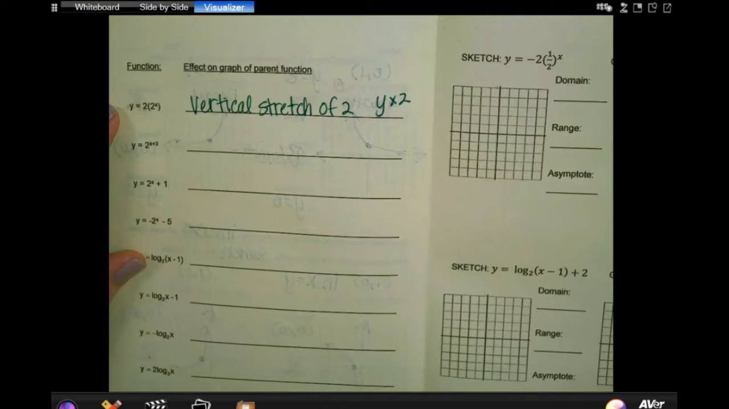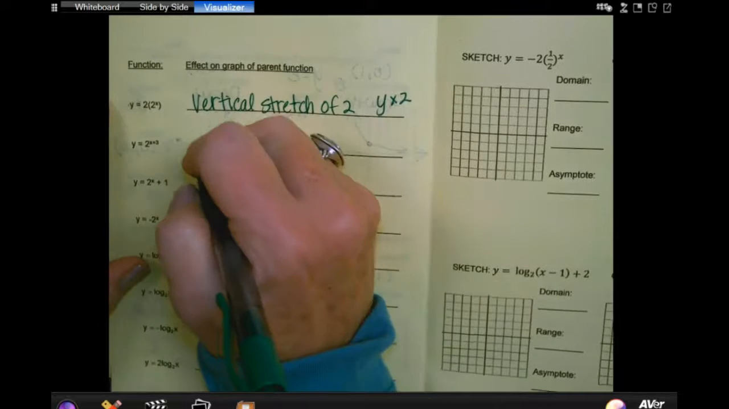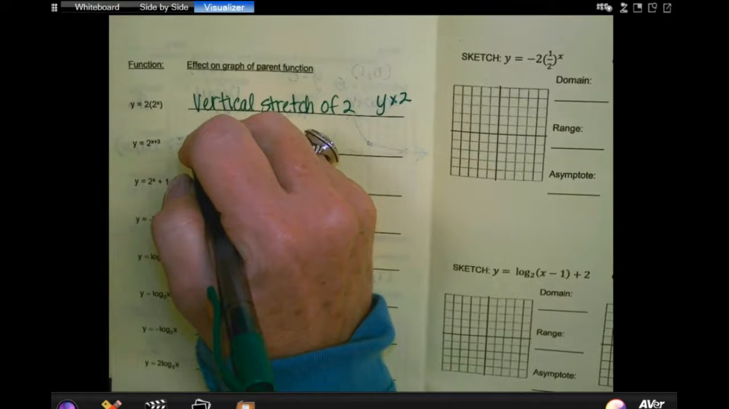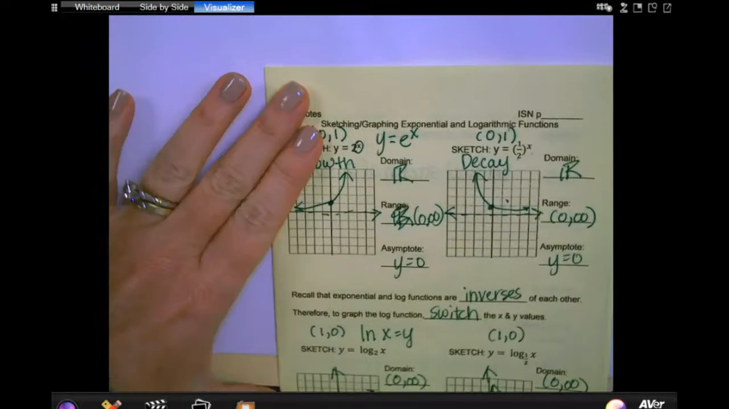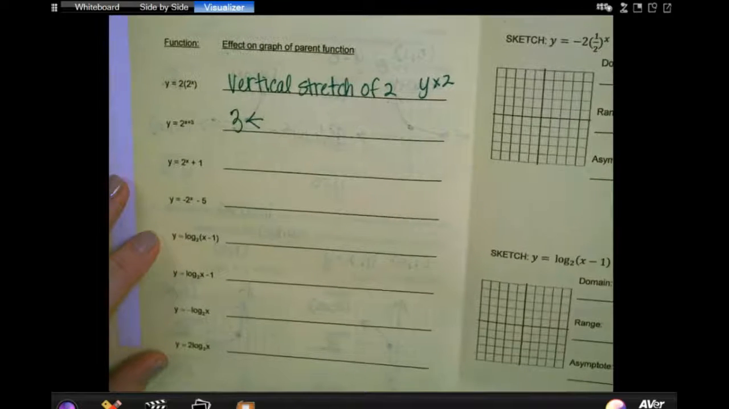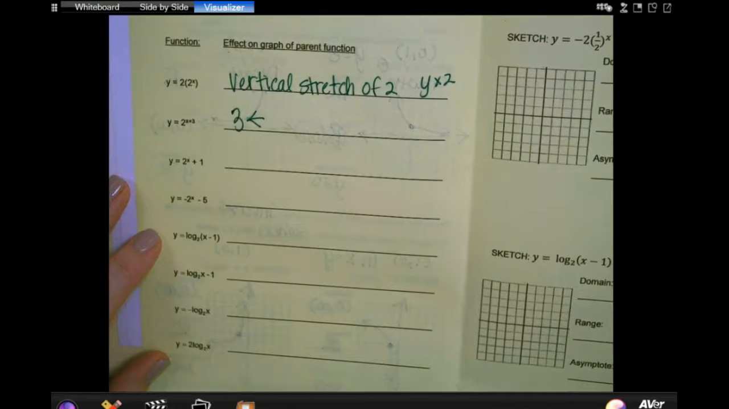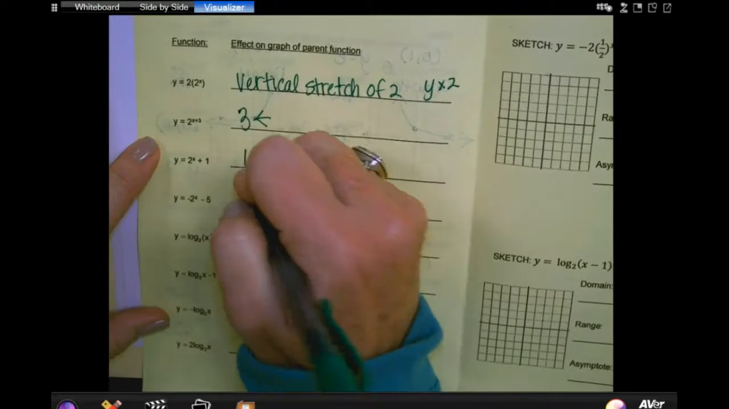X plus 3. Which way is that a shift? It's 3 to the left. So if you look at the exponential, 3 to the left, does that change your asymptote at all? It does not. How about the next one? 2 to the x. This is an exponential. It's shifting up 1. Does that shift your asymptote? It does.